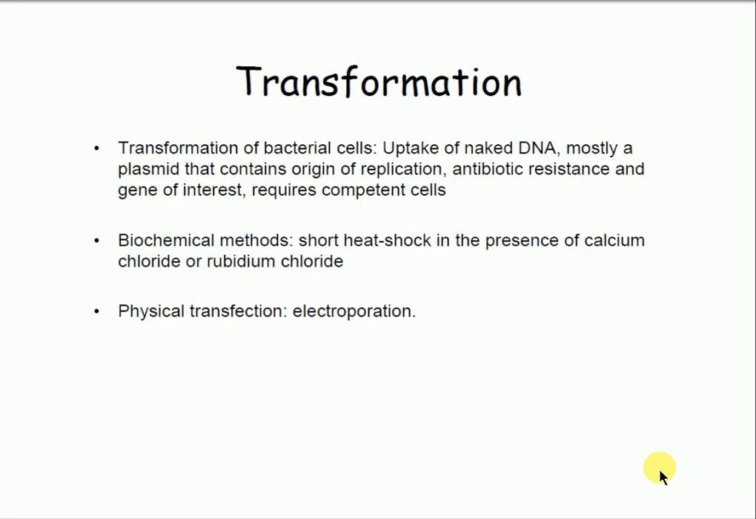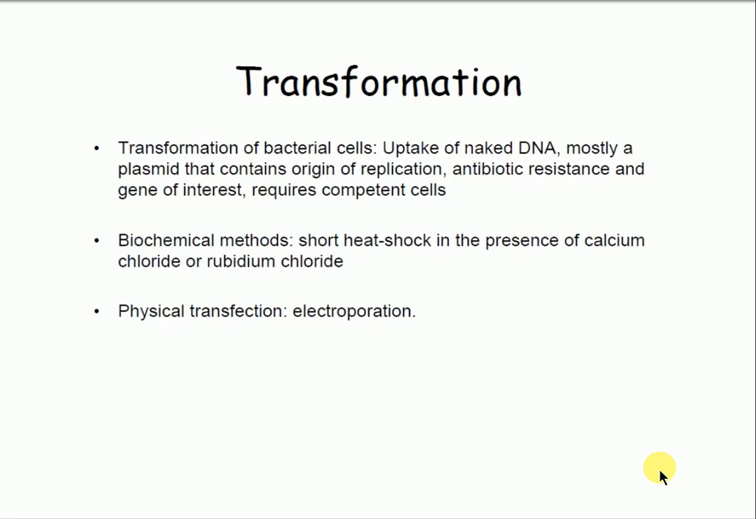So we have an antibiotic resistance on them to maintain it in the bacteria. We also need to have an origin of replication. And most of the plasmids we use are high copy number, so that we get lots of DNA. And then we have some gene of interest that we are interested in, not the bacteria.